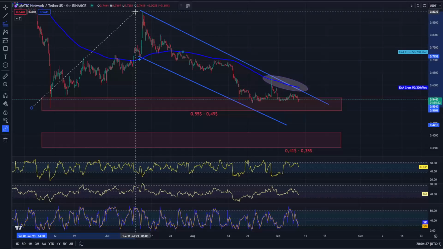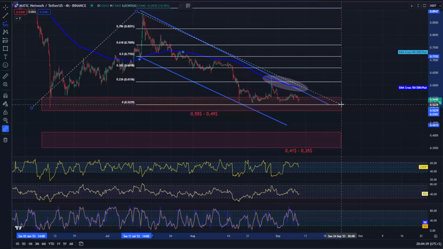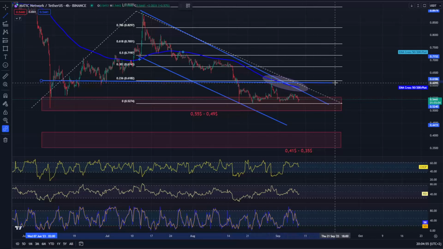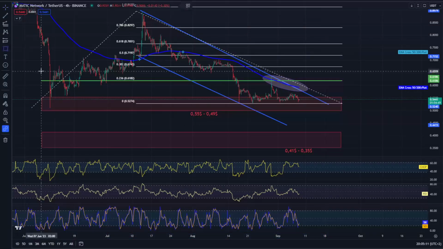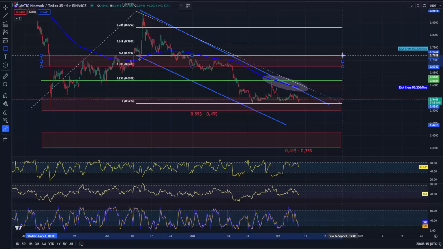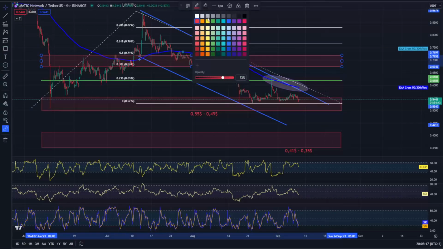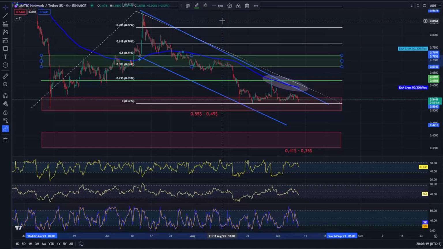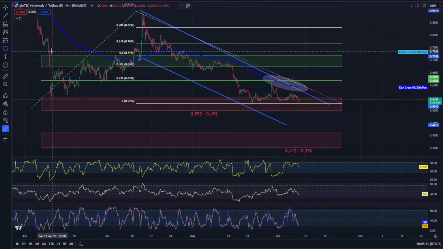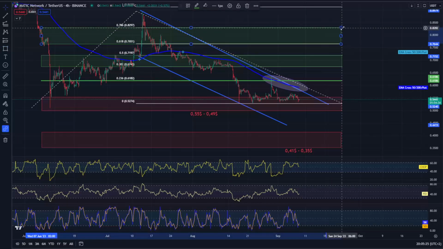Looking the other way, we can similarly determine the resistance areas that the price must face. And here we see that the price has currently bounced off the resistance at 61 cents. Then we have the first resistance zone from 67 cents to 71 cents. And then we will move towards the second zone from 76 cents to 83 cents.